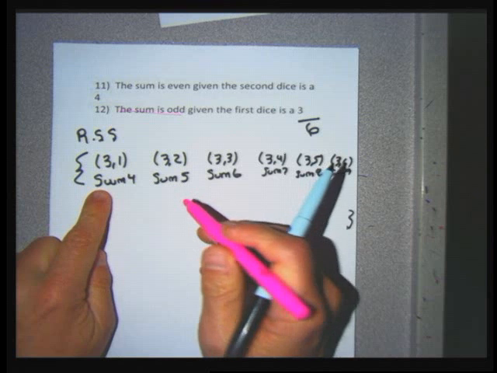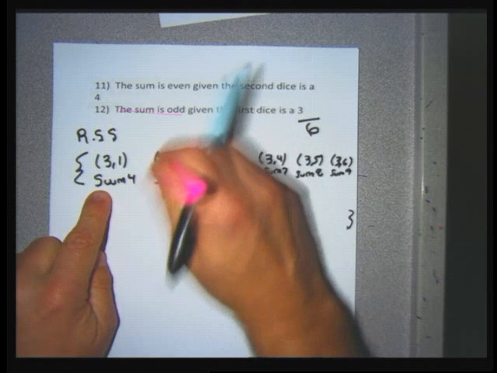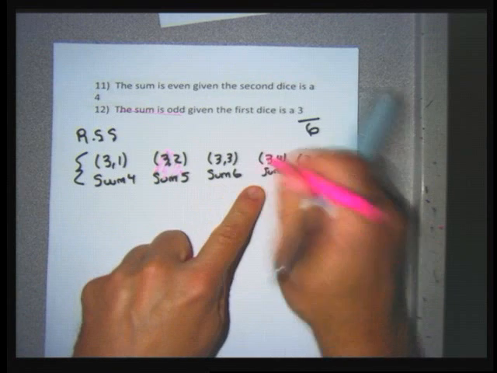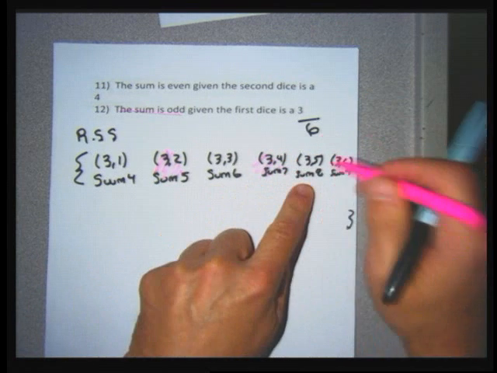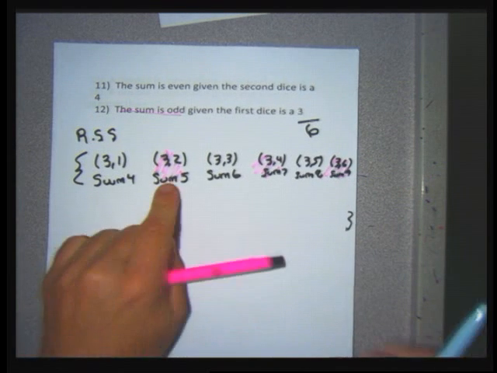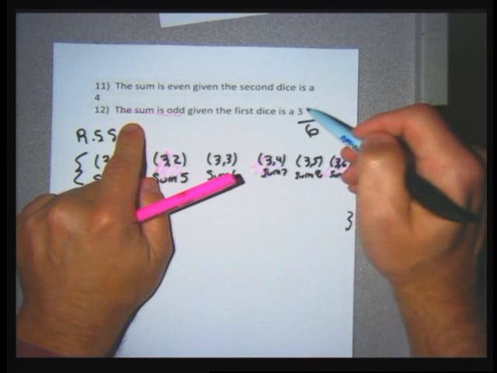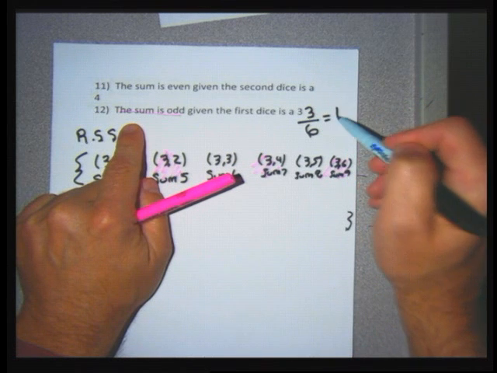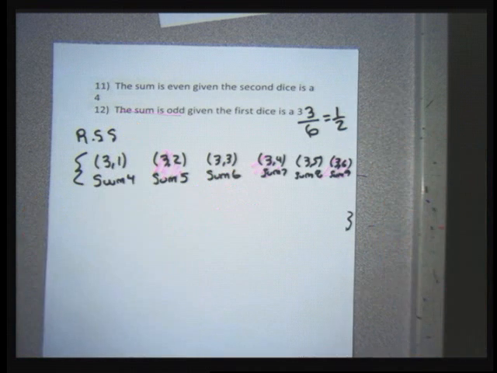That has a sum of 4, that's not an odd sum. This has a sum of 5, it is an odd sum. Sum of 6, not odd. Sum of 7 is odd. Sum of 8, not odd. Sum of 9 is odd. So within the reduced sample space, there are 3 elements that fit that the sum is odd. So the numerator is going to be 3. This is 3 and 6, and my answer is going to be 1 and 2.